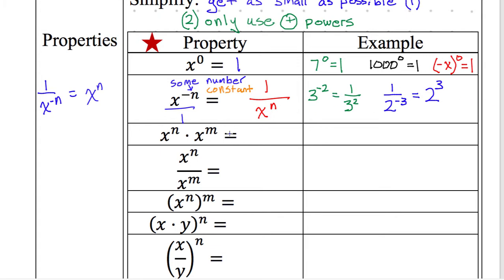All right, does anyone know this property? Yeah, Jose? So, x^n times x^m equals x^(n plus m). It is indeed x to the power of n plus m. Thank you, Jose. You can turn in your card.